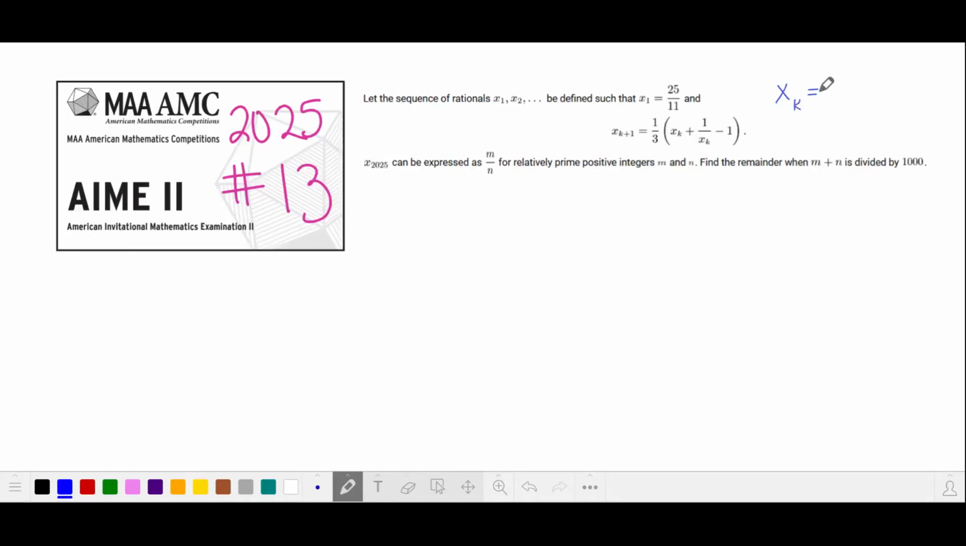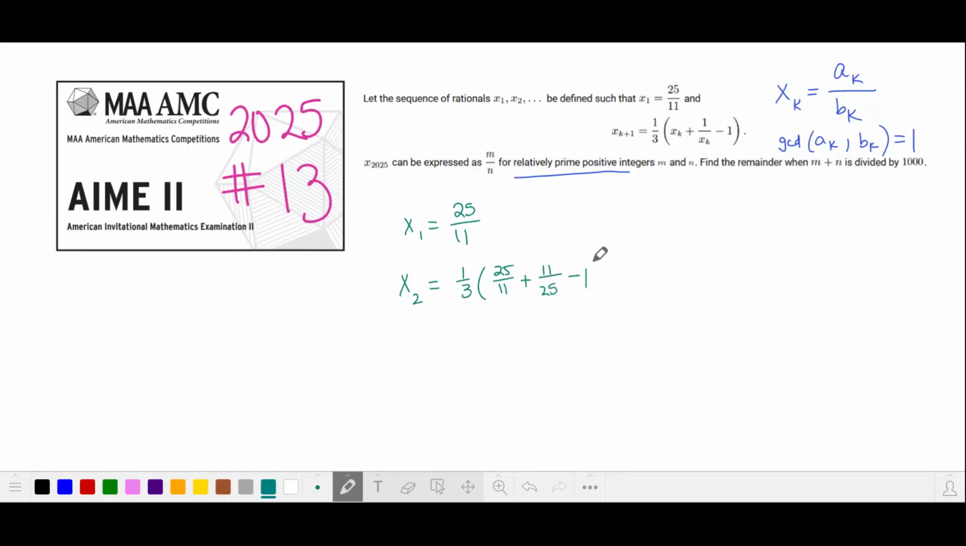Let x sub k have a numerator of a sub k and a denominator of b sub k, where these two are relatively prime, so our fraction is in lowest terms. Our first term in this sequence is 25 over 11, that's x1. Let's calculate x2. We're going to take 1/3 of 25 over 11, add its reciprocal, and subtract 1.